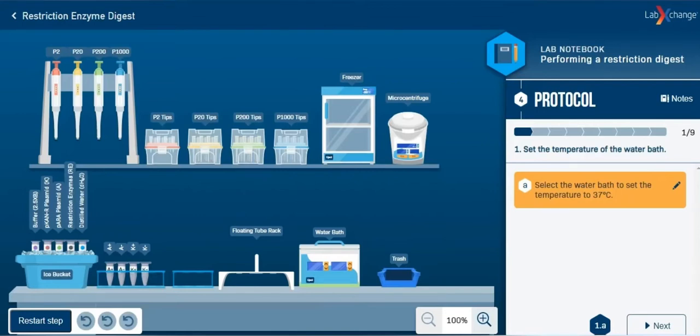So, the first step for restriction enzyme digest is to set the temperature of the water bath. Select the water bath to set the temperature to 37 degrees Celsius.